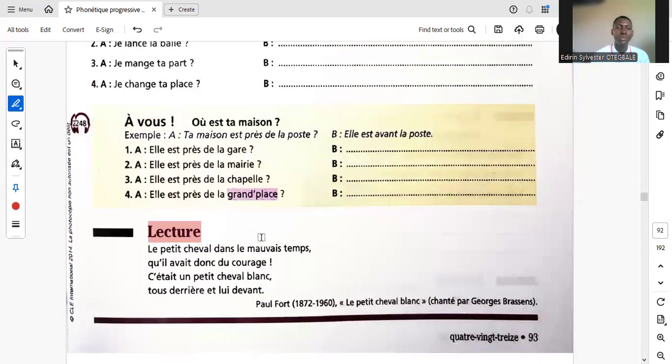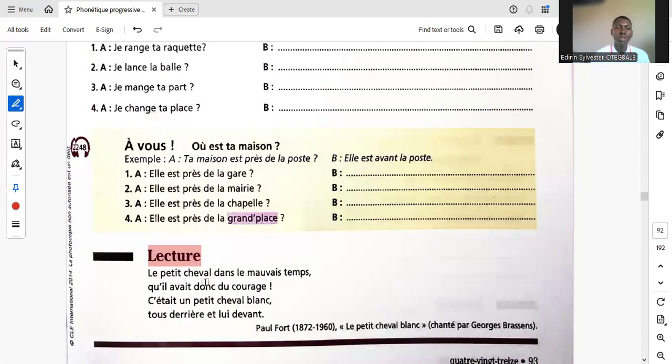We have for the lecture le petit cheval dans en, yeah, en la mauvais ton en qu'il avait donc du courage. C'était un petit cheval blanc en again, tout derrière et lui devant en.